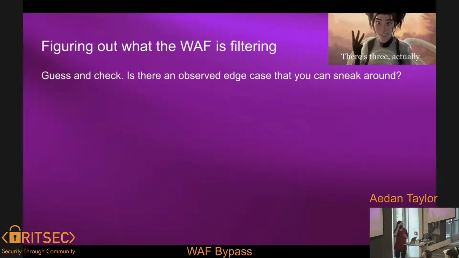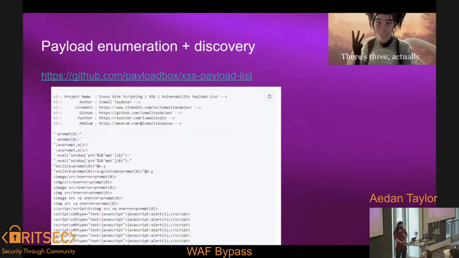So figuring out what the WAF is filtering, that's important. You can do guess and check. You can look for observed edge cases. And an example of some of those, in fact, an example for a lot of those, is a GitHub page that is updated, I think, quite a bit, actually.